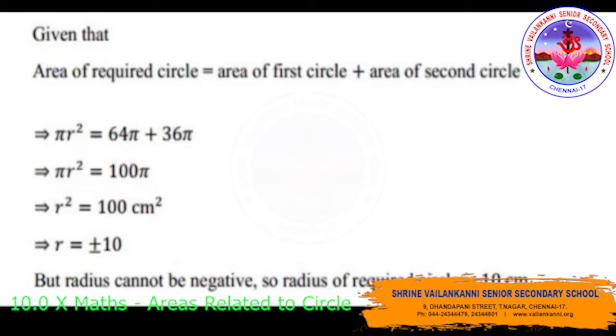Given that the area of the required circle is equal to the area of the first circle plus the area of the second circle. Area of the first circle we got as 64π and the area of the second circle we got as 36π, and the area of the new circle formed will be πR squared. So I got πR squared is equal to 100π. R squared is equal to 100 centimeter square. So R is equal to plus or minus 10, but radius cannot be negative, so my radius of the required circle will be 10 centimeter.